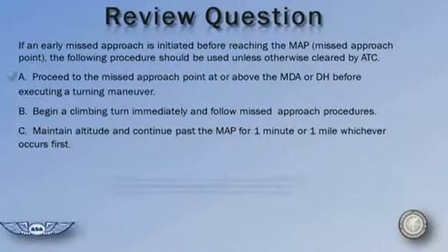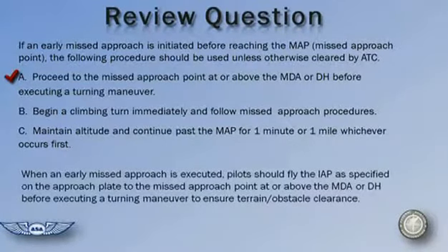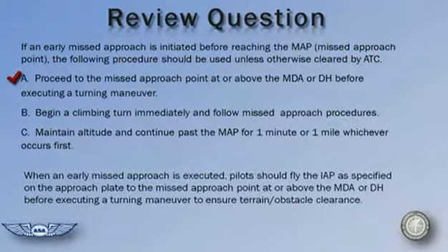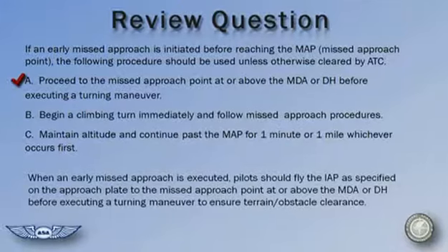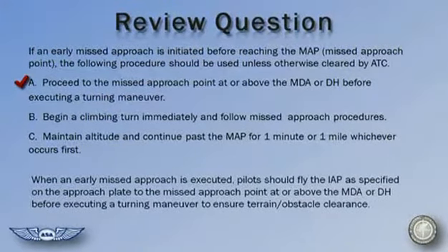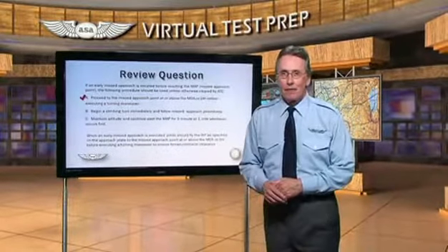The correct answer is A. When an early missed approach is executed, pilots should fly the IAP as specified on the approach plate to the missed approach point at or above the MDA or DH before executing a turning maneuver to ensure terrain obstacle clearance. That answer again is A.